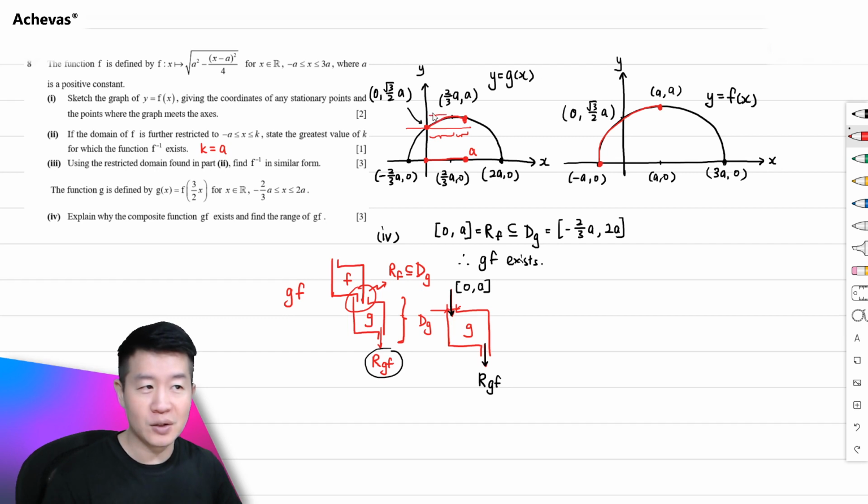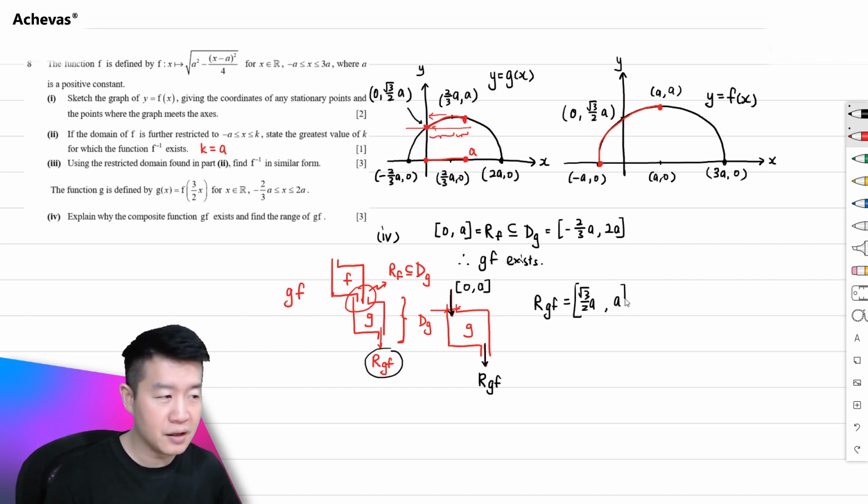And this is going to tell us what the range is, because it is from the lowest possible y coordinate to the highest possible y coordinate. That's why looking at this graph, we can deduce that the range of the composite function gf is going to be from square root of 3/2a, inclusive of this value, all the way until the highest possible point, which is a. Okay, this is the range of the composite function gf.